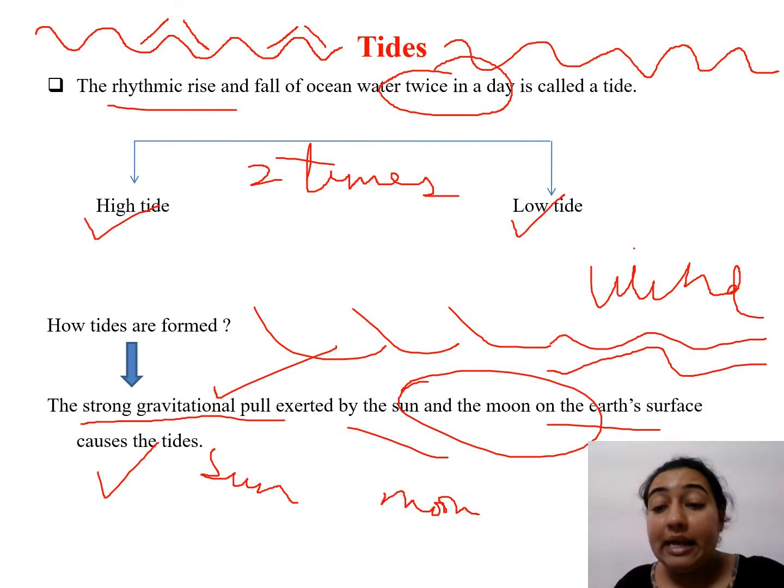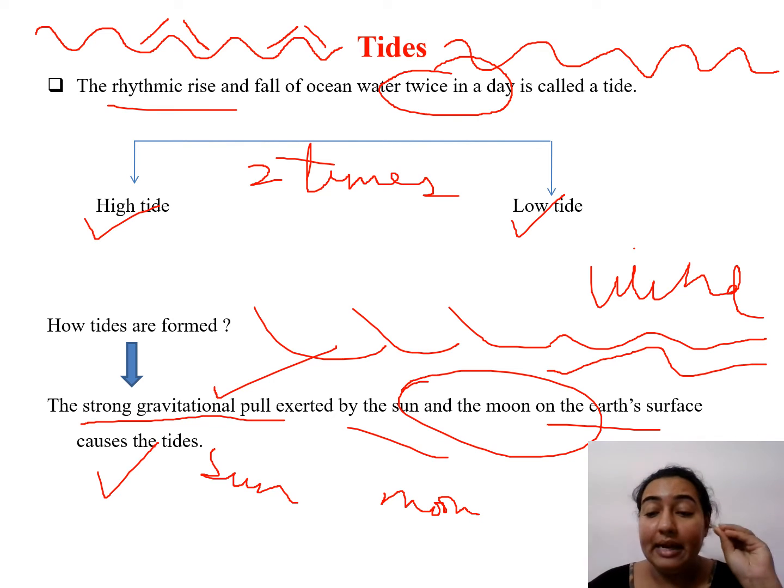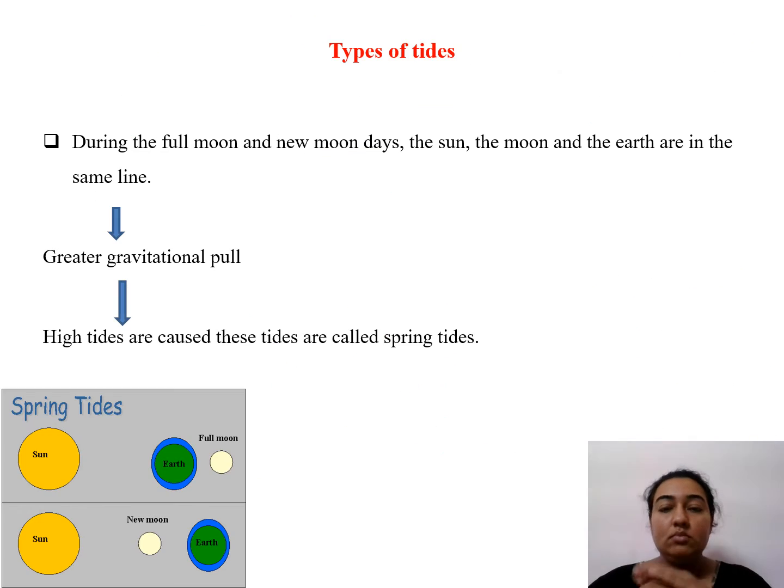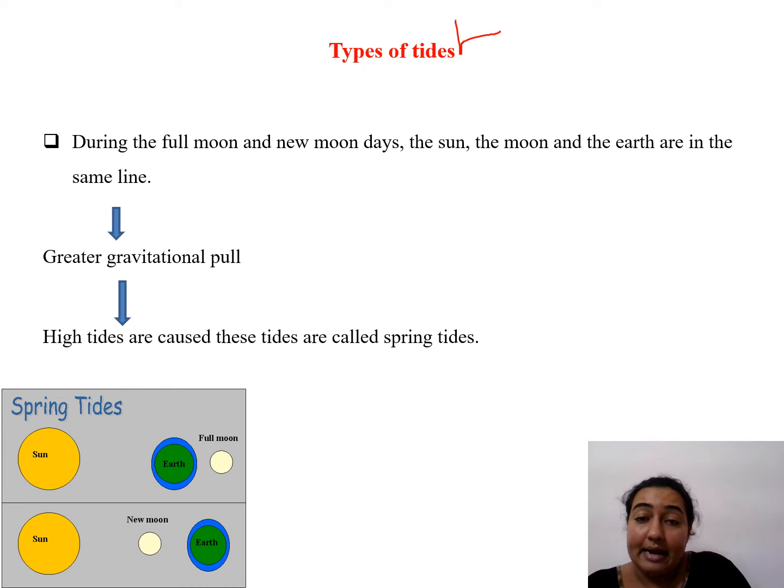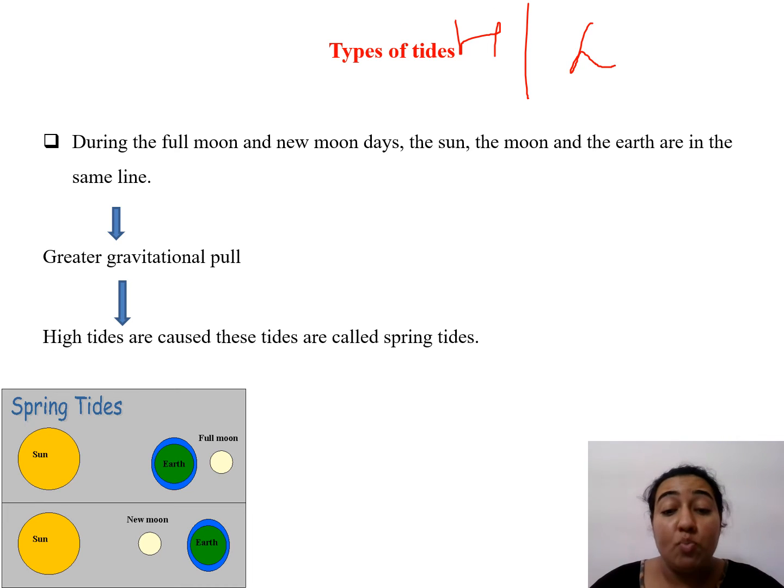We'll also study about the third type of force, that is known as oceanic circulation, caused by currents. What are currents? But now types of tides, high tide and low tide. So we know high tide, and we also know low tide. But what do we know more about tide? During the full moon and new moon days. Now it is talking about full moon and new moon days. The sun and the moon.